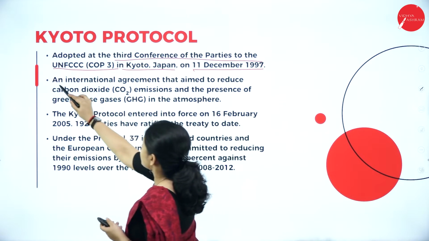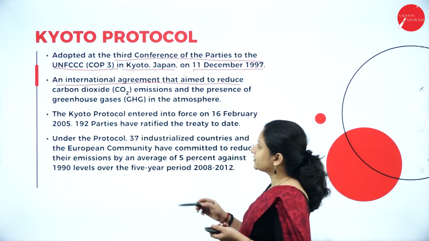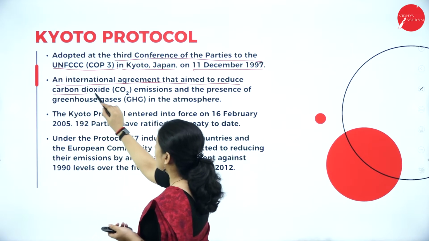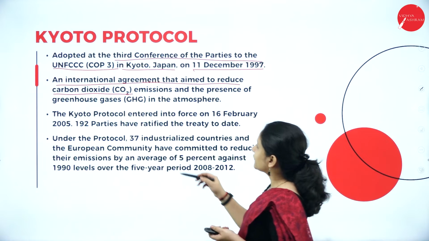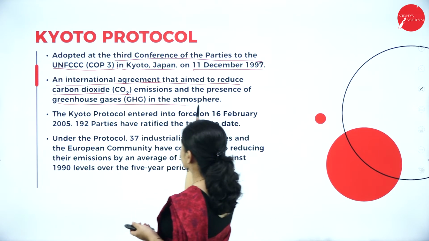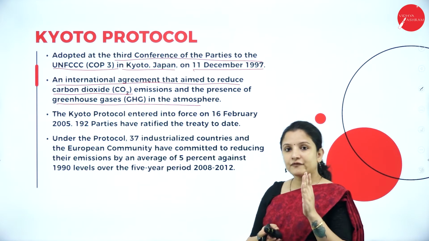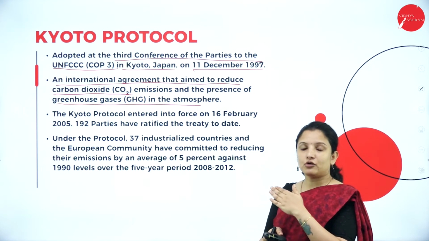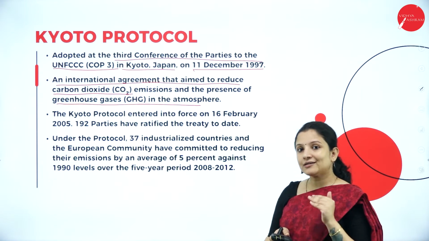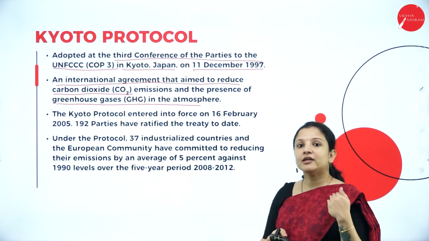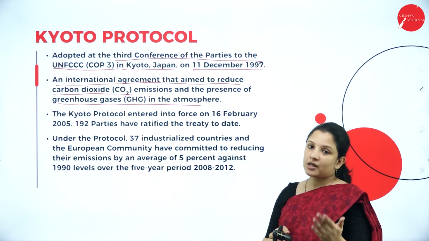It is an international agreement that mainly focuses on reducing the emission of greenhouse gases such as carbon dioxide, and the presence of greenhouse gases in the atmosphere. So just like the Montreal Protocol mainly takes care of the ozone layer, the Kyoto Protocol takes care of the emission of greenhouse gases, because we know that greenhouse gas emission can lead to global warming, and global warming can lead to a lot of disasters to the environment.